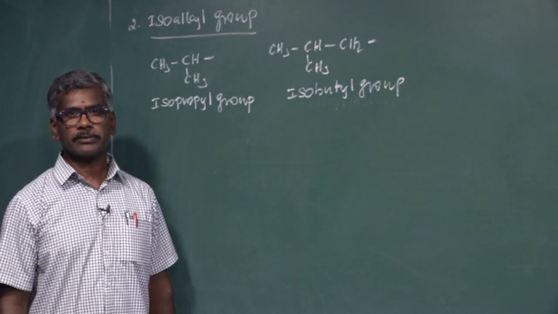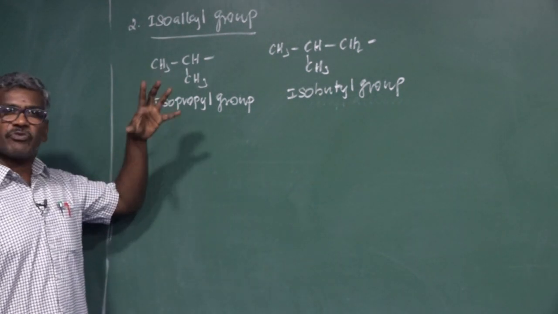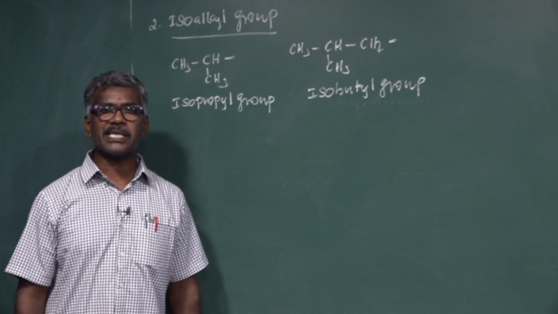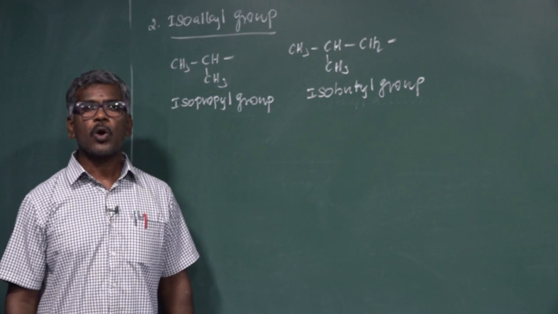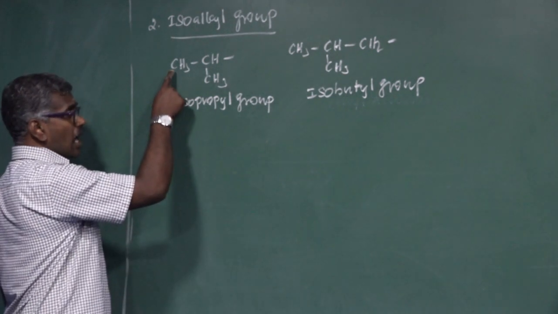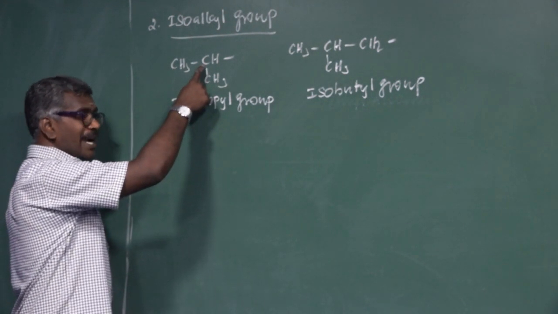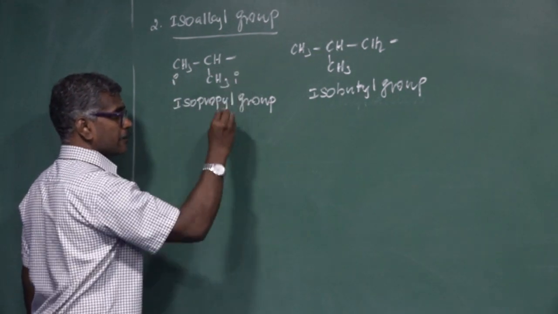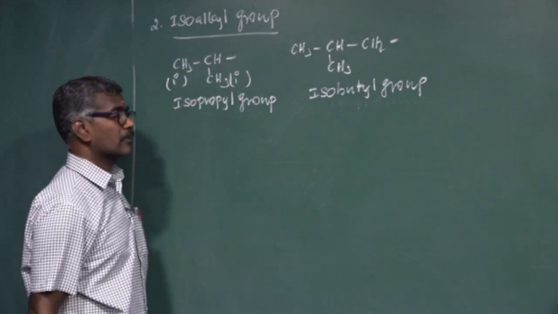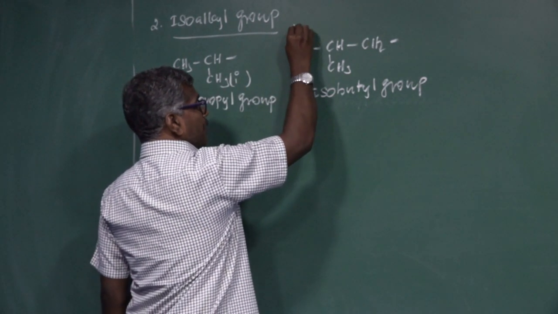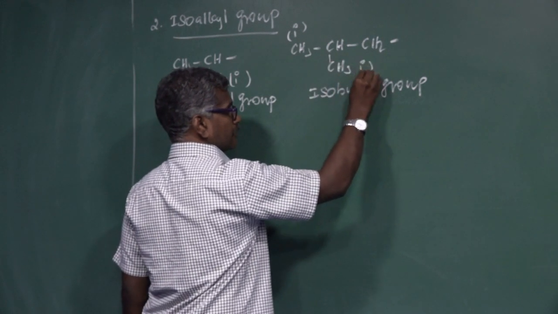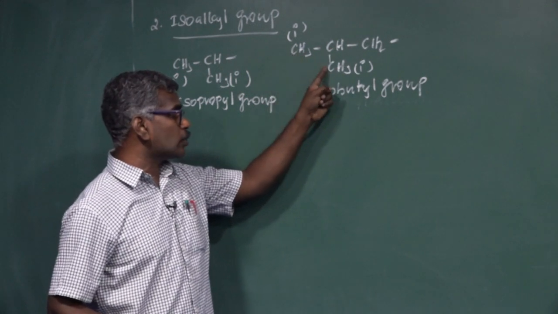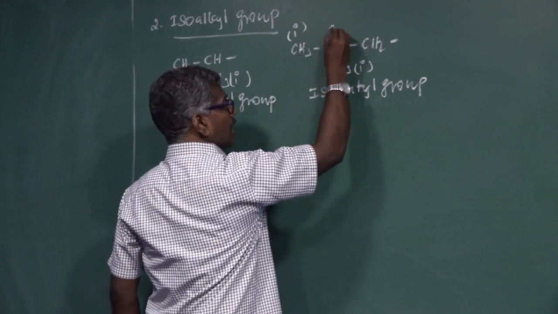Here is another important topic: types of carbon. Carbon can be classified into different types: primary carbon, secondary carbon, tertiary carbon, and another one, the quaternary carbon atom. Here, one carbon attached to another carbon is called primary carbon. This is also primary carbon, also primary carbon. This carbon is attached to the other three carbons, one, two, three. This one is tertiary carbon.